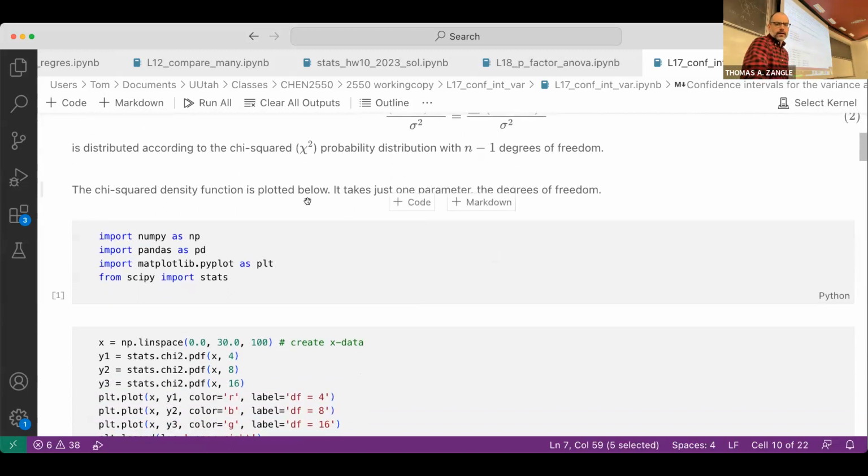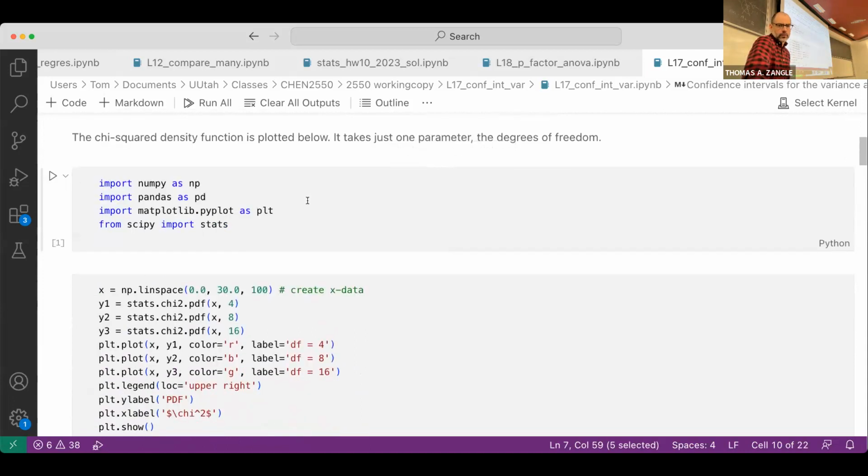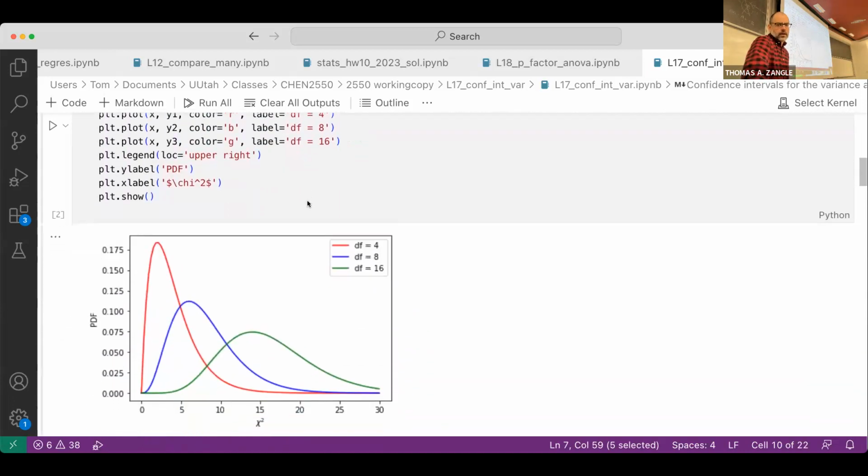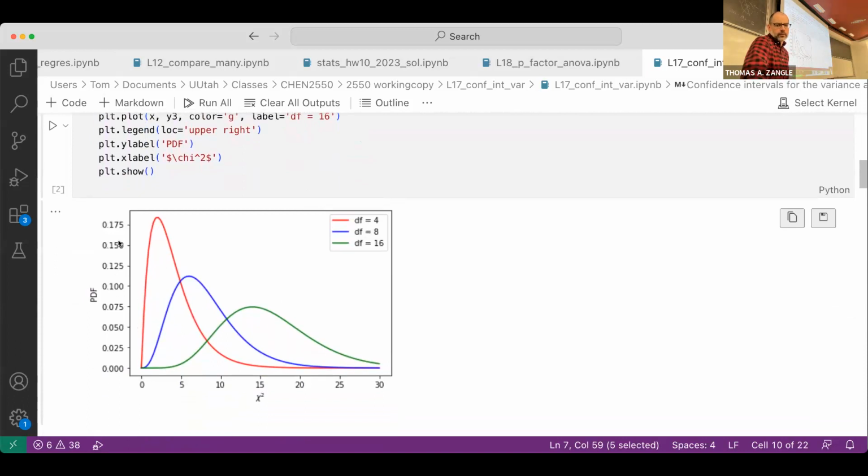So let's look at what the chi-squared distribution is. This is a plot of the chi-squared distribution for 3 different degrees of freedom. We can see for 4, 8, 16, this is what it looks like. One thing to notice is that it's not symmetric, almost like the F distribution. The F distribution is not symmetric. The chi-squared distribution is also not symmetric.